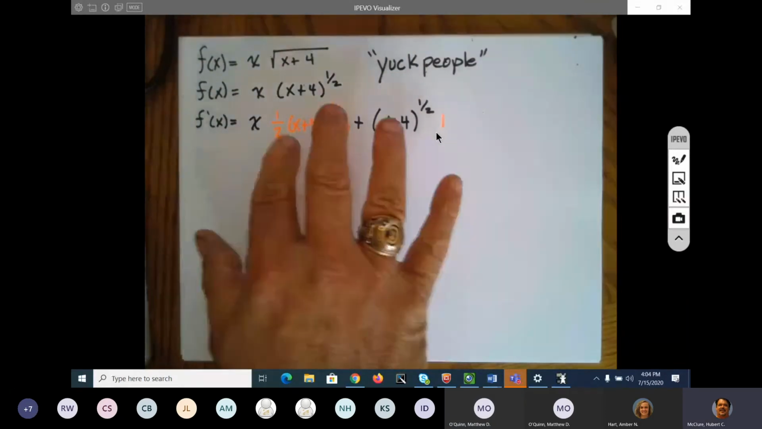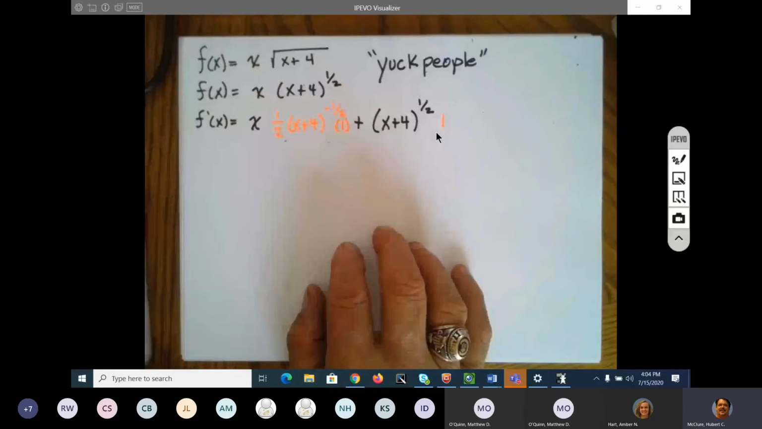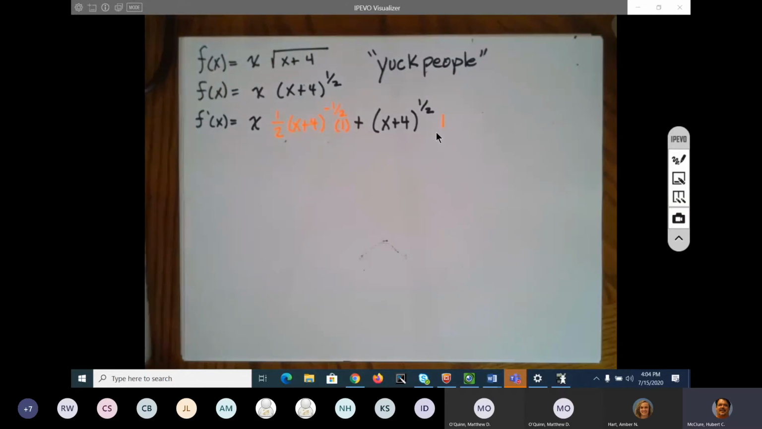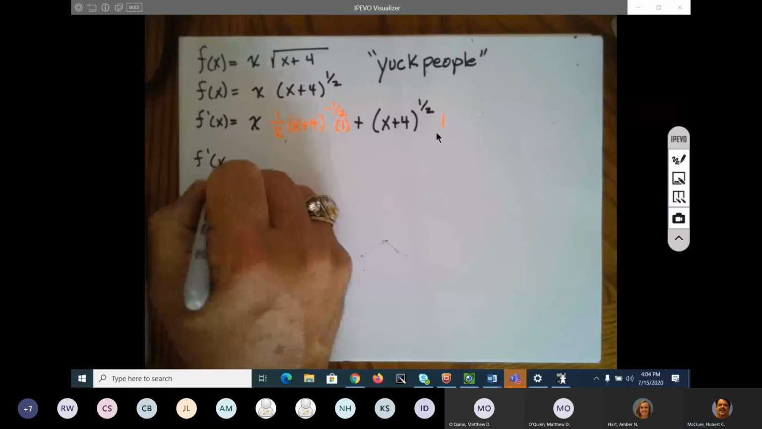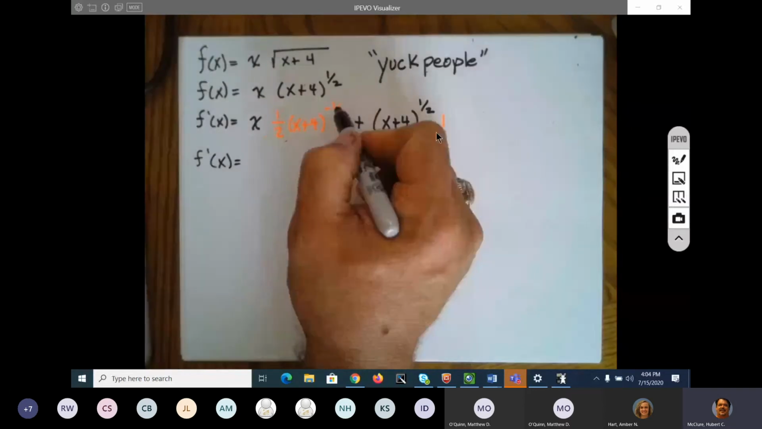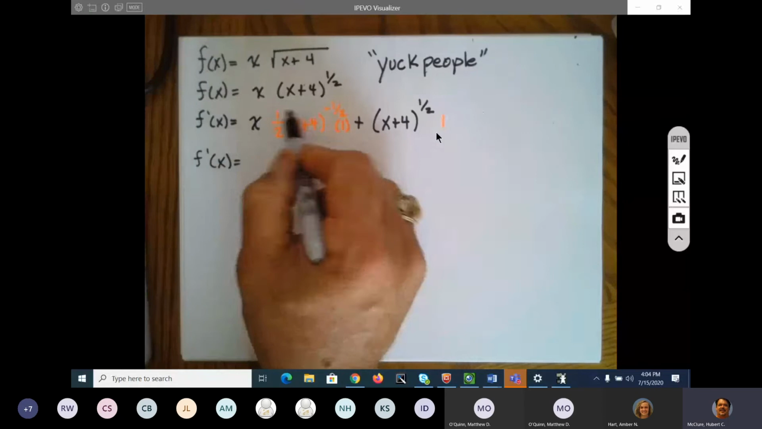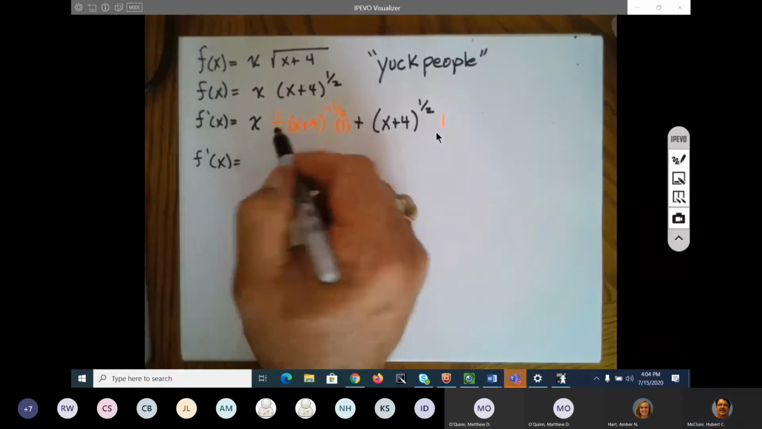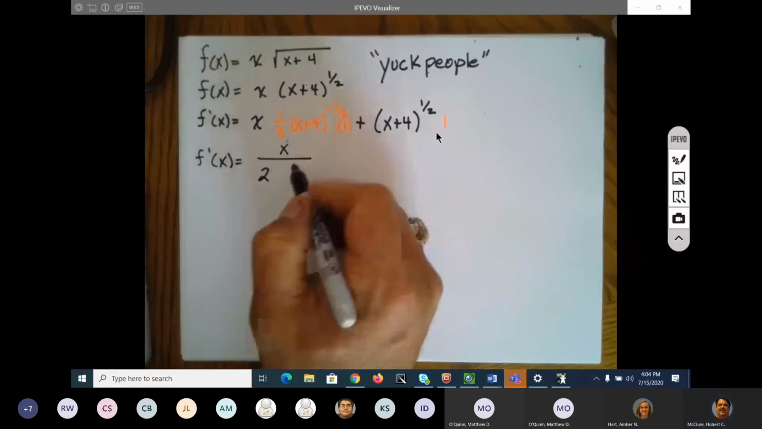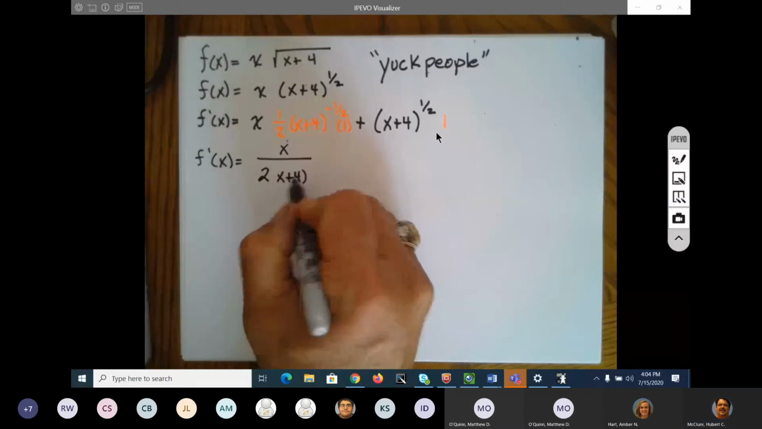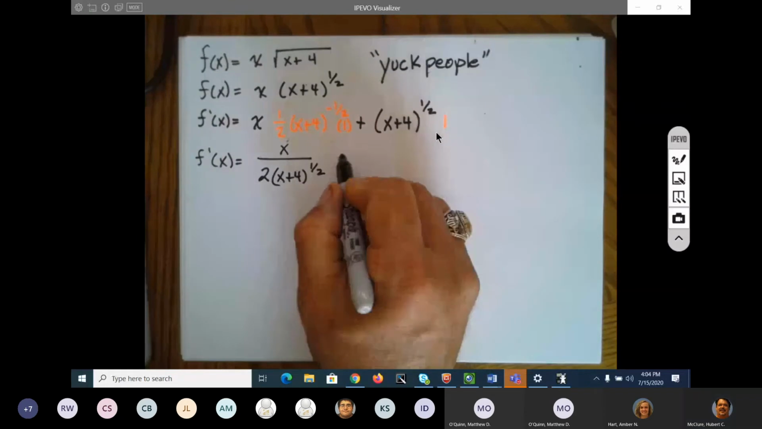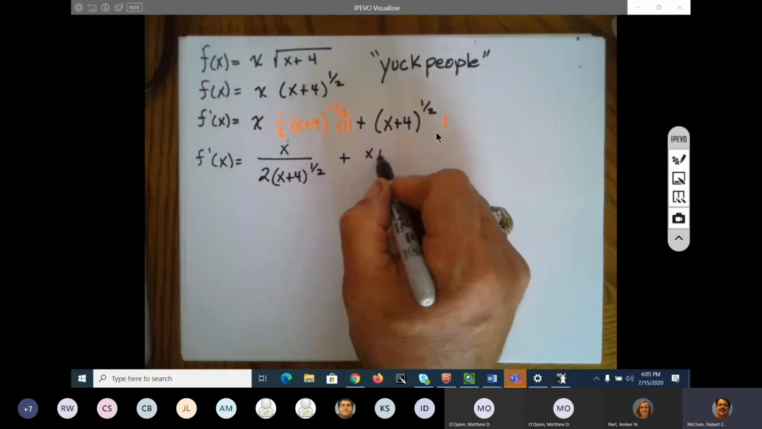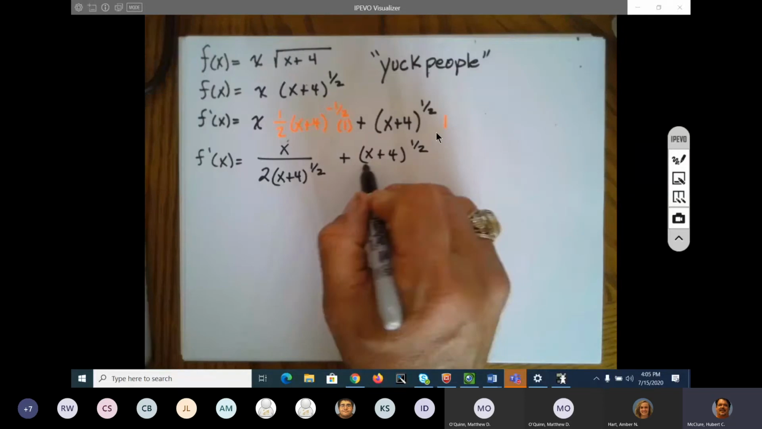Now I'm going to go ahead and skip down. You can clean this up. Well, I better do it. So f prime of x is equal to, I'm going to bring this down, and that's going to be x over 2 times x plus 4 to the 1/2, plus x plus 4 to the 1/2 over 1.